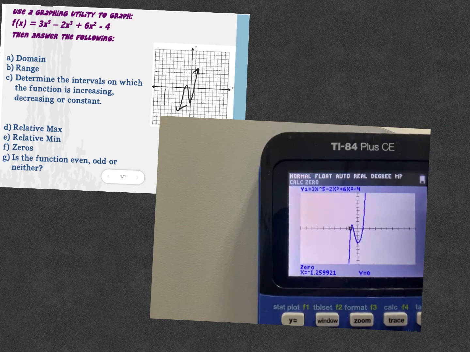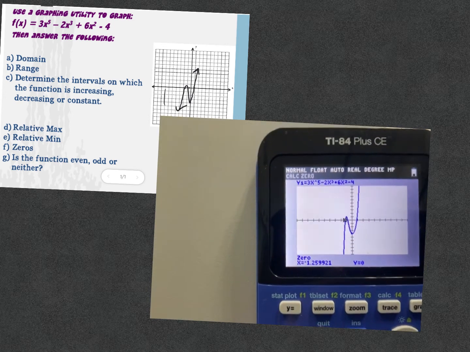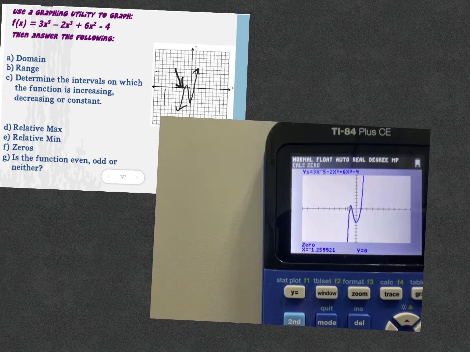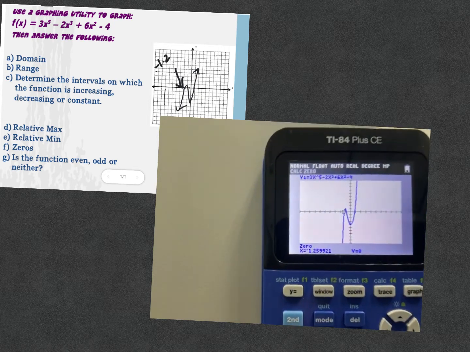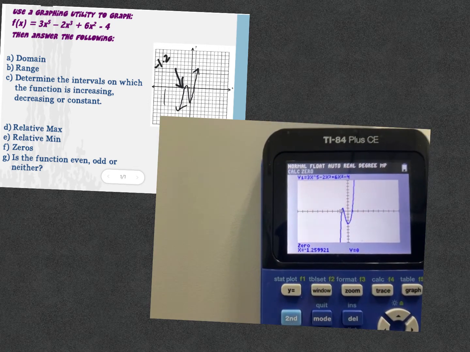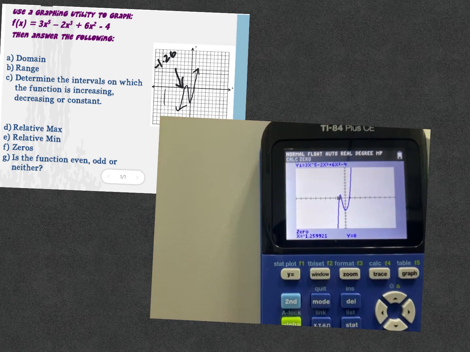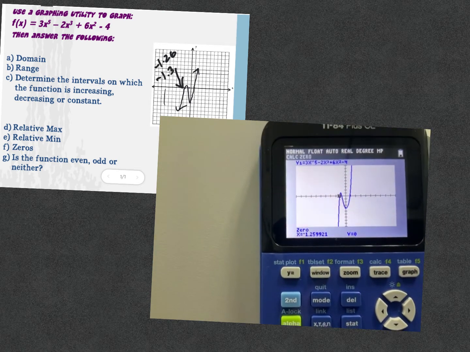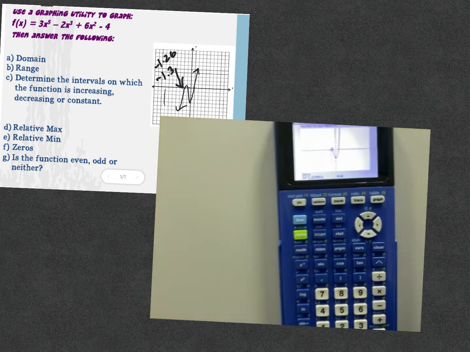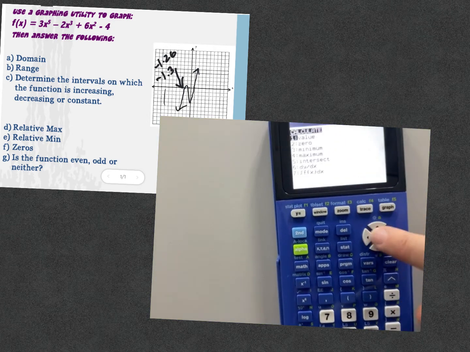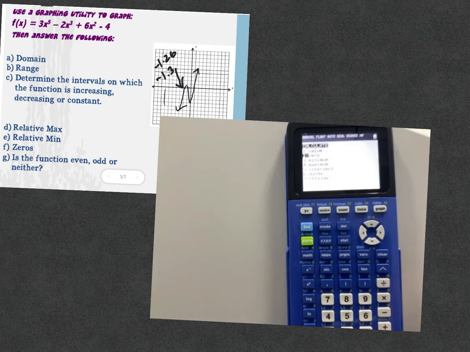And it's telling me that that 0 is at -1.25. So this point here is -1.25. Actually, -1.26. I'm pretty sure on the test I say to round to the nearest tenth, so we would round that to -1.3. Then I want to find the second 0, so I'm going to do it again. Second, trace, get to the calc menu, go to 0 again.